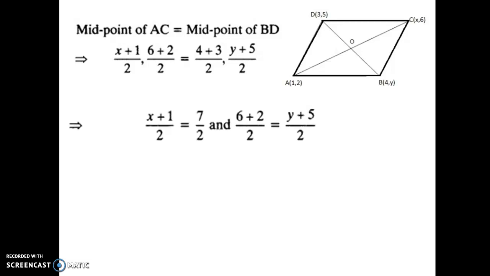So solving further, you will get x plus 1 by 2 equal to 7 by 2. We are equating. Both are equal. This is the x coordinate, this is the x coordinate. This is the y coordinate, this is the y coordinate. That's why we are equating both the x coordinates. x plus 1 by 2 equal to 7 by 2, 4 plus 3 is 7 by 2. Then 6 plus 2 is 8 by 2 equal to y plus 5 by 2. Both the x and x we are equating, y and y we are equating.